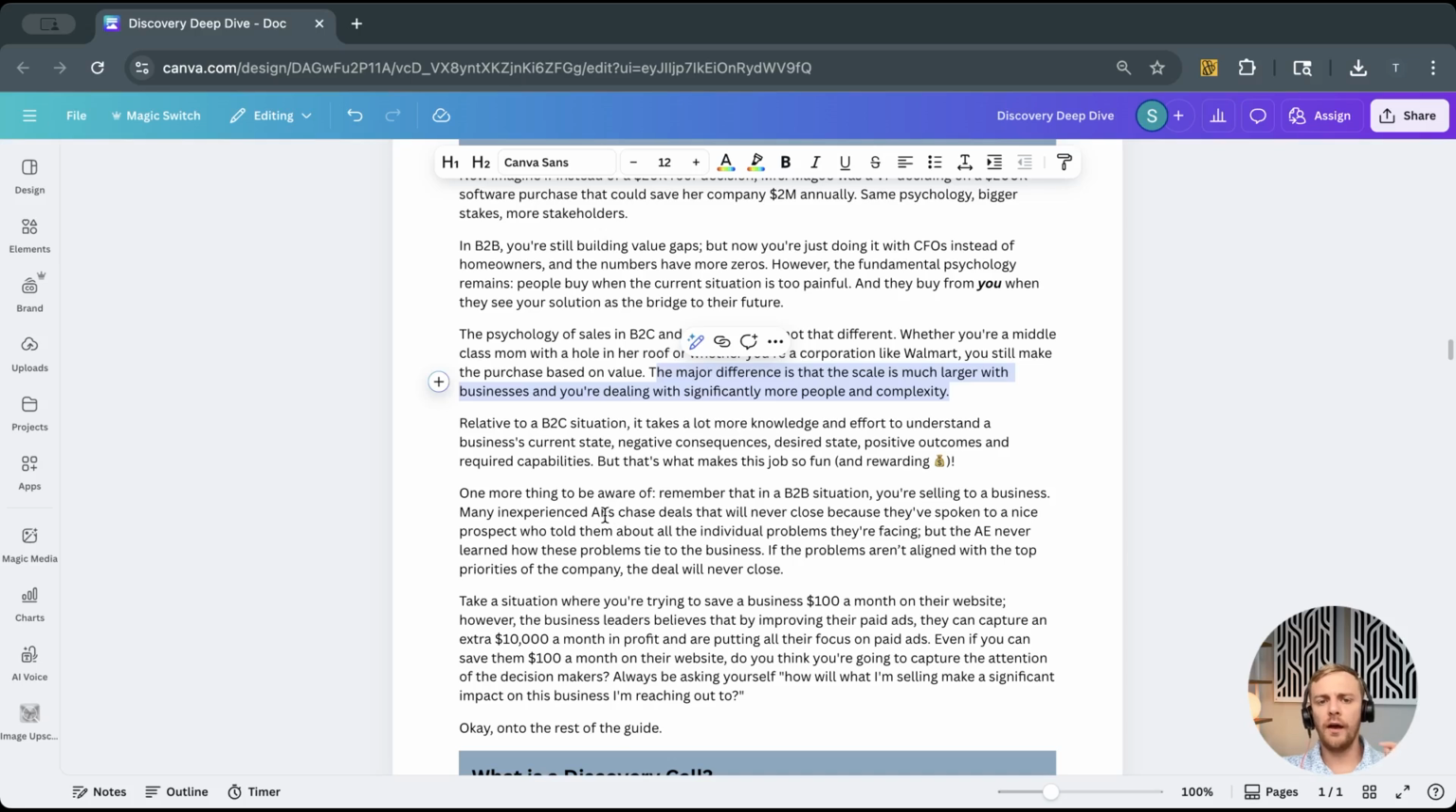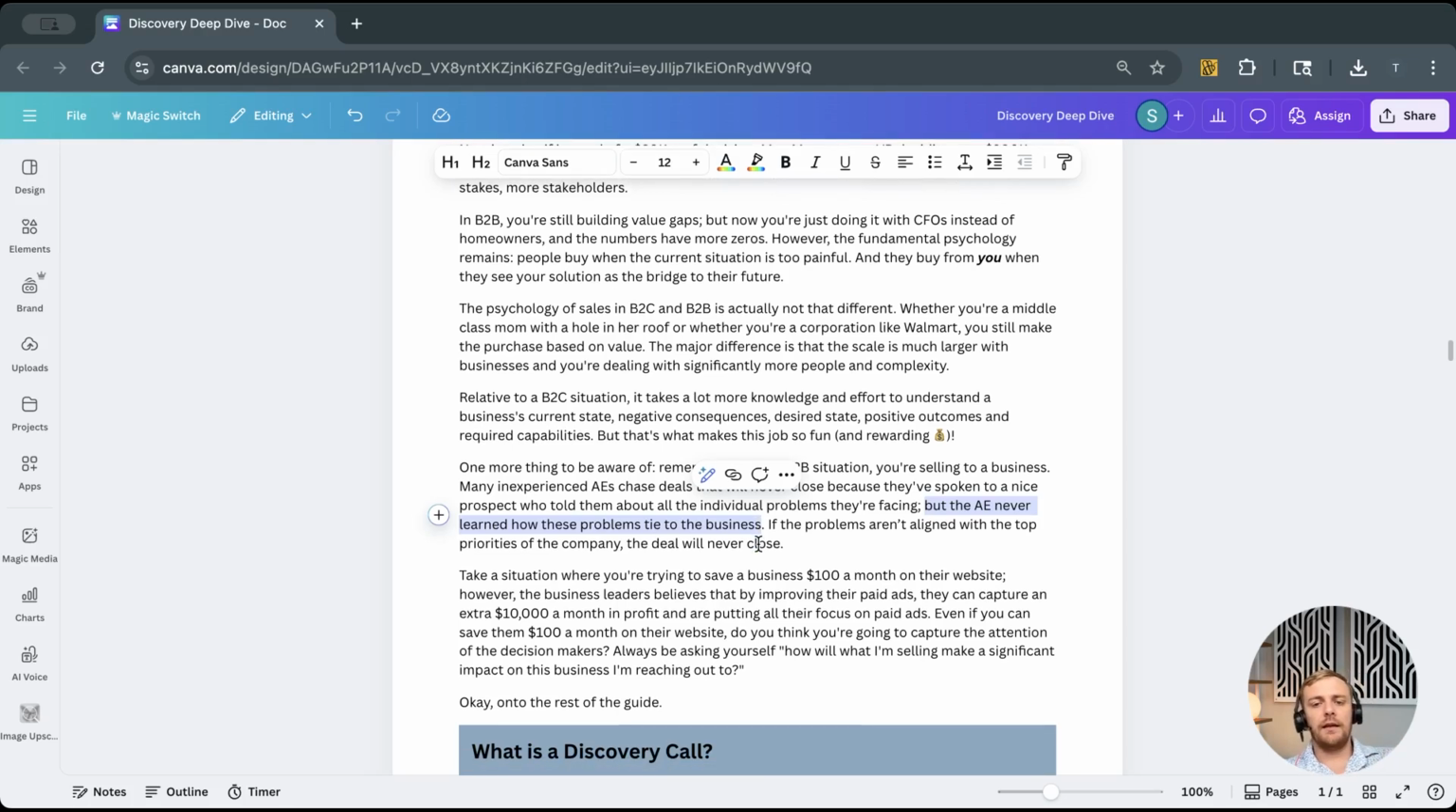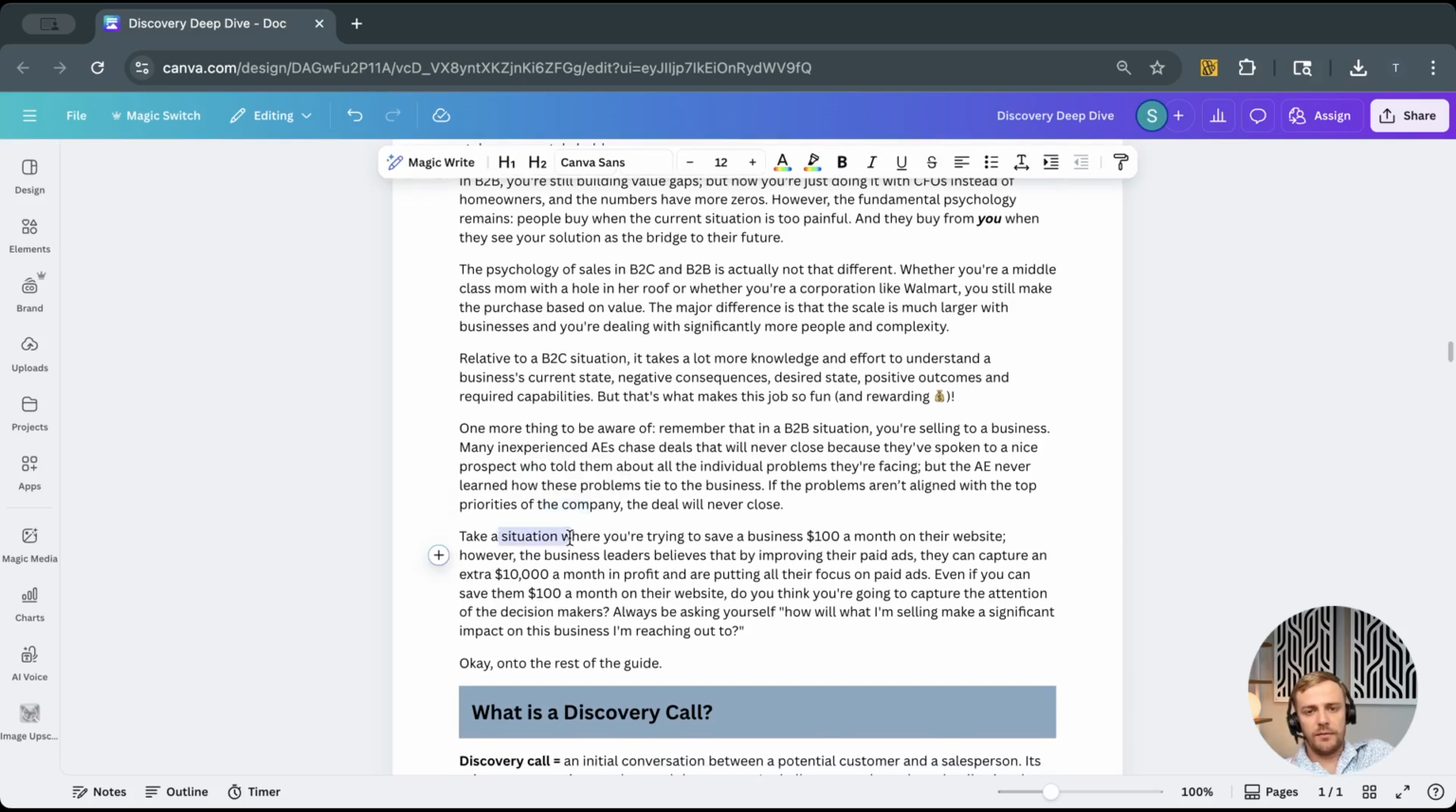And one other major differentiator between B2B and B2C is that a lot of account executives chase deals that never close because they've spoken to a nice prospect who told them about all the problems, but the AE never learned if these problems actually matter to the business, right? So if the problems that you learn about aren't aligned with the top priorities of the company, the deal will never close. And so here's just a simple example.